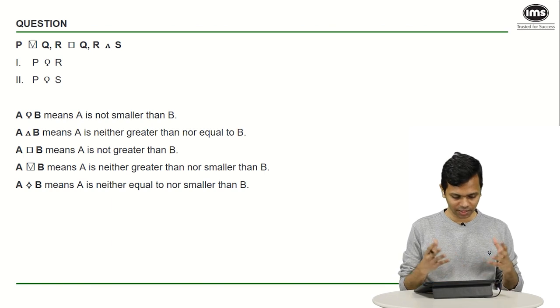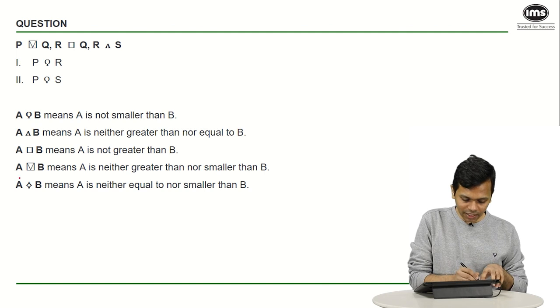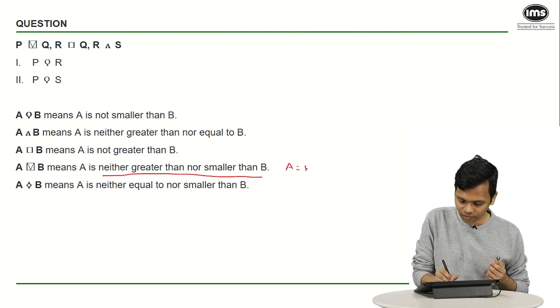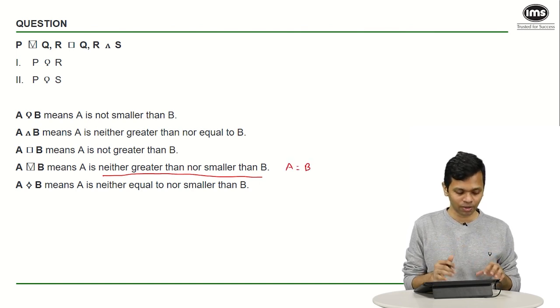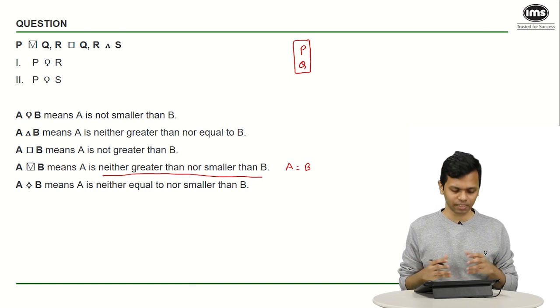So we have P and there's a square and a V inside followed by a Q. But that shape means A is neither greater than nor smaller than B. What does that mean? Equal to. So this shape essentially refers to the two things being equal. So P is equal to Q, which means wherever I have P, it is same as Q. So they are one and the same.